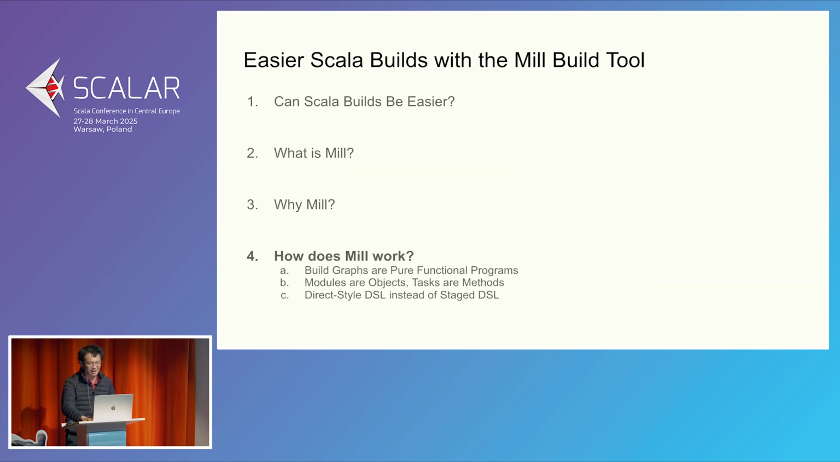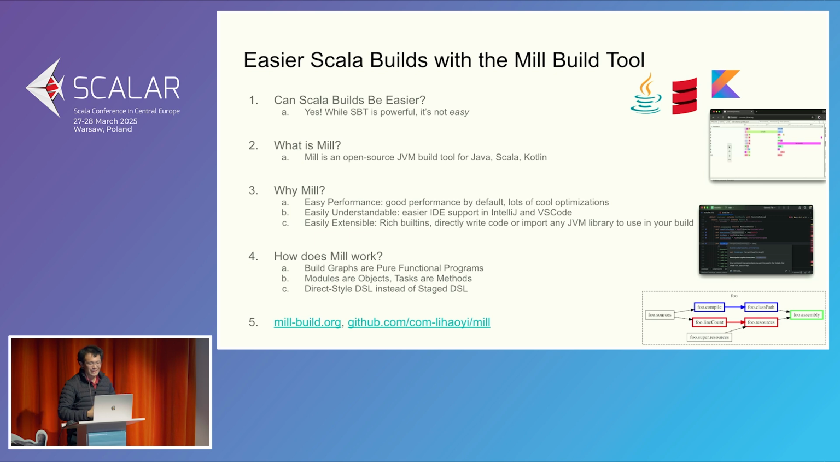So that's the last thing about how Mill works, these three core ideas. So the core idea for this talk, I guess, is that Scala builds, I think, can be easier than they are today. The big problem is not power, but ease of use. And Mill tries to improve upon all those use cases. It's not more performant than SBT used ideally. It's not more flexible if used ideally. But it's much easier to use in a somewhat ideal fashion.